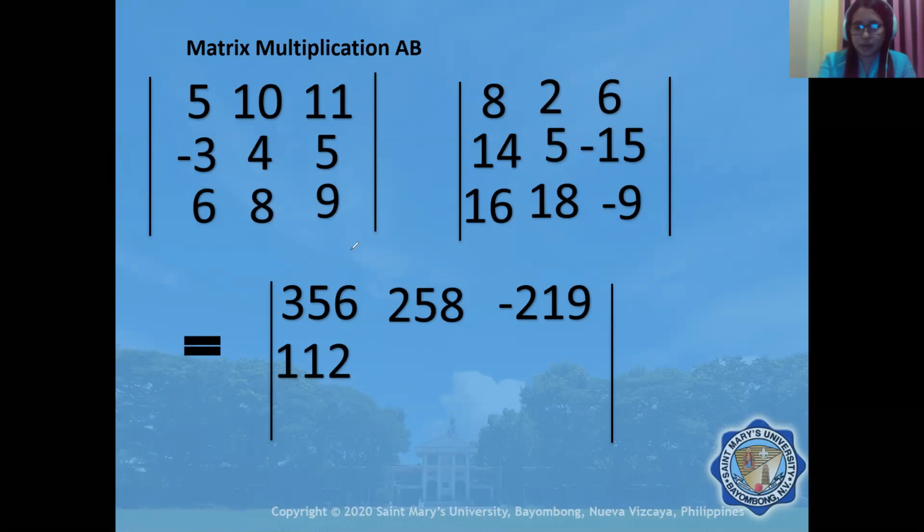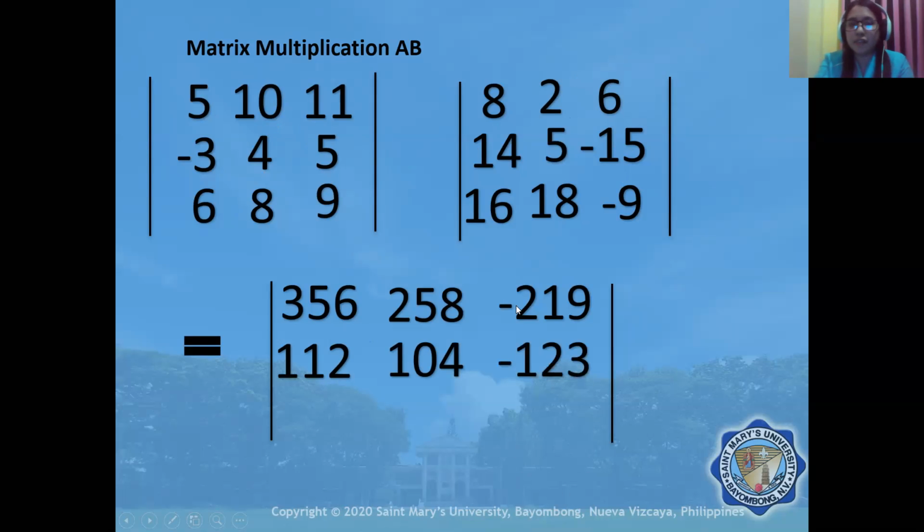So let us see. So the result is 104. Next, second row to the third column. So negative 3 times 6 plus 4 times negative 15 plus 5 times negative 9. So it's a negative 123.